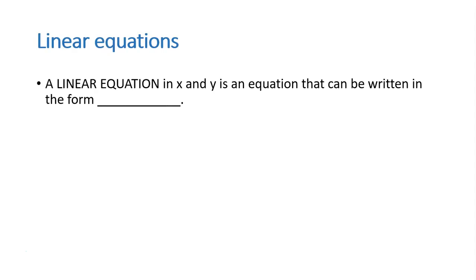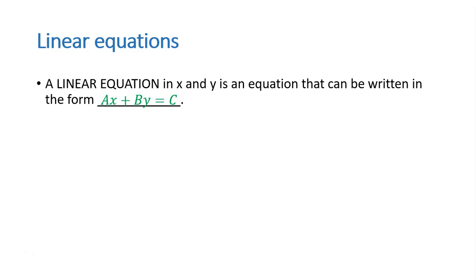A linear equation in x and y, in other words, containing the variables x and y, is any equation that can be written in the form ax plus by equals c. So a, b, and c are going to be actual constant numbers, and then x, y represents the variable relationship between inputs and outputs. One thing to keep in mind is the equation doesn't have to be originally given in this form. As long as it can be put into this form, then we consider it to be linear.